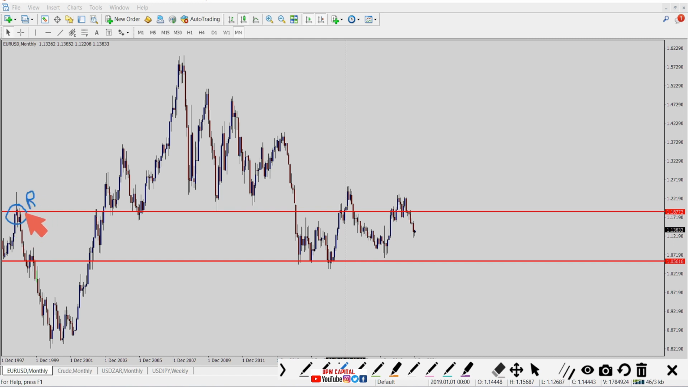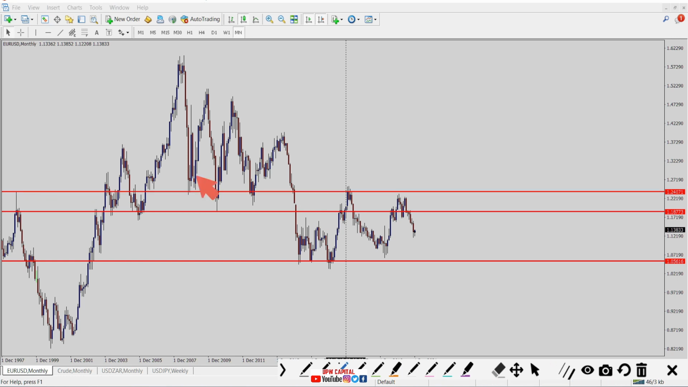This would be called resistance. We also have support at the level of 1.187. We also have multiple support levels right here at the 1.056 level. And we could also place one more level right here.